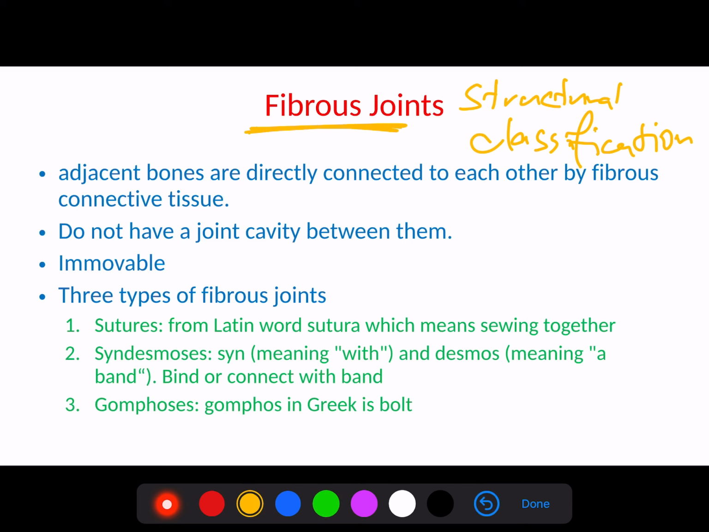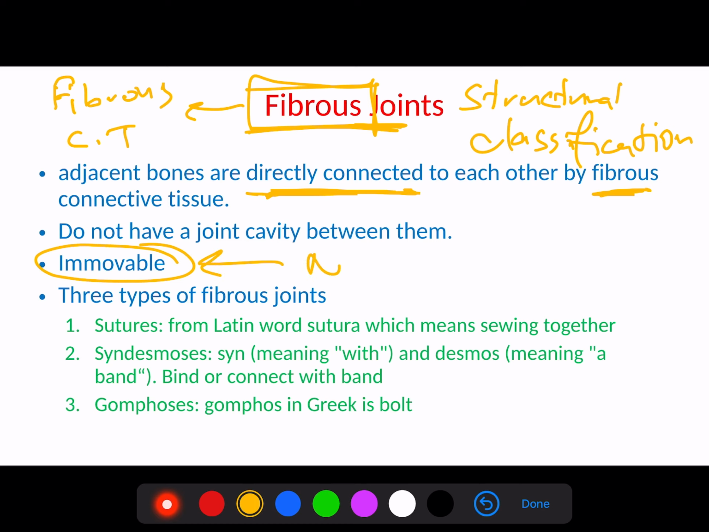Okay, and the first one is the fibrous joint. Fibrous, as you are familiar with the word now, means there is a fibrous connective tissue, and this fibrous connective tissue is filling the joint. So the bones are directly connected to each other by a fibrous connective tissue. This joint is immovable. It does not allow any type of movement between the bones. So this is like a fixed joint.